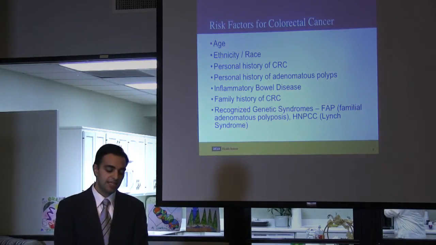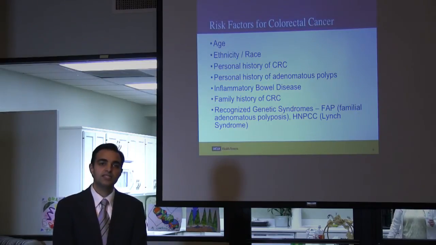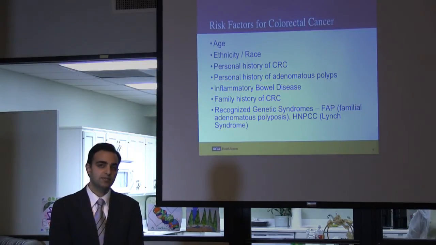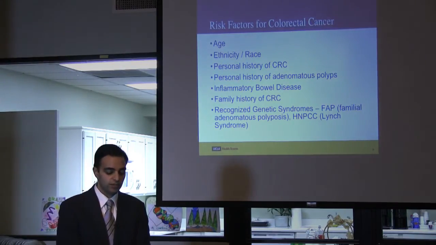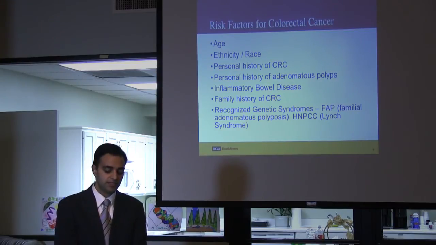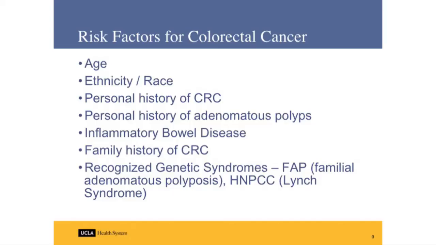There are some genetic syndromes, such as familial adenomatous polyposis, or FAP, and Lynch syndrome, which predispose to developing colorectal cancer. FAP is a disorder where patients have oftentimes greater than 100 polyps within their colon, and almost all of those patients get colorectal cancer by the time they've reached 30 to 40 years of age.